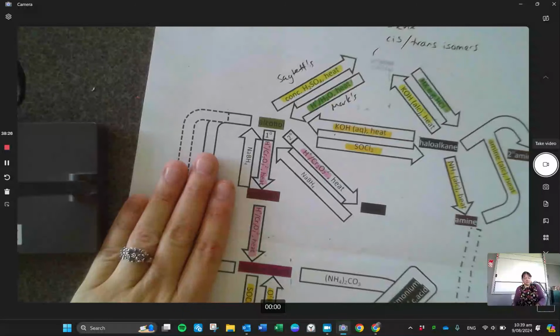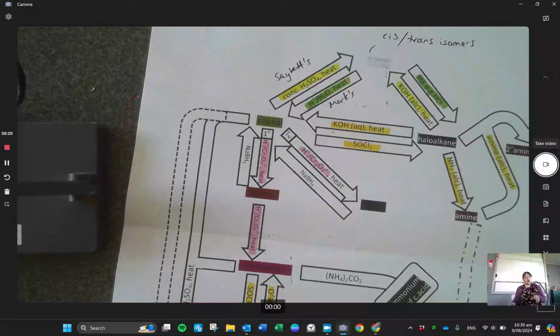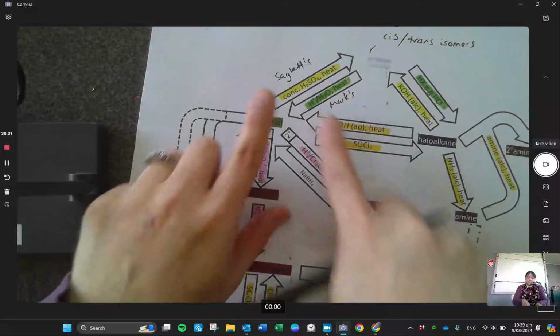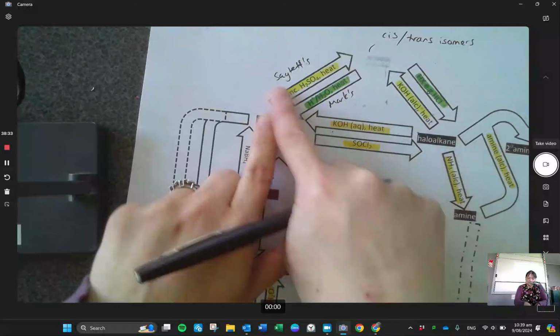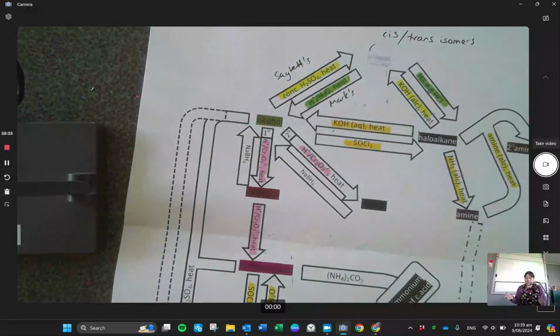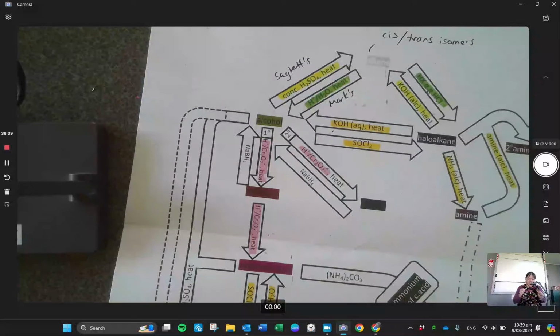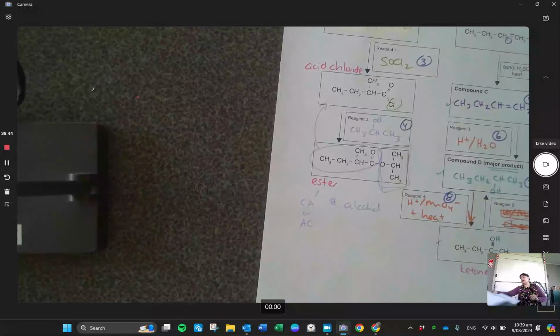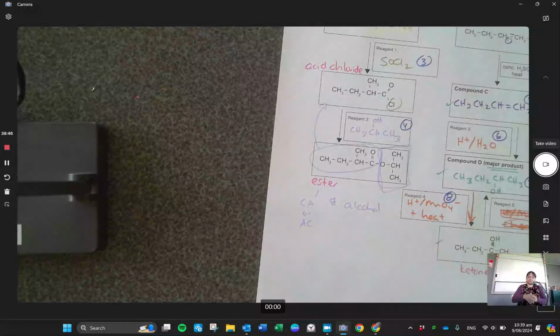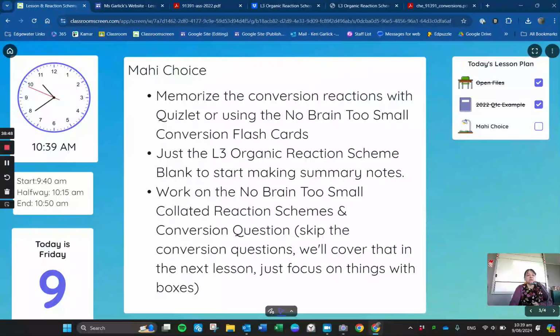So I'm happy to print some of these out. I can print it in color if you want because I did color code it. The yellow ones represent elimination reactions. Green represents addition reactions. Orange, I think, was substitution. Pink was oxidation. So I did color code it. Or I can print it in black and white, and you can color code it yourself. All right, so that's option number 2.